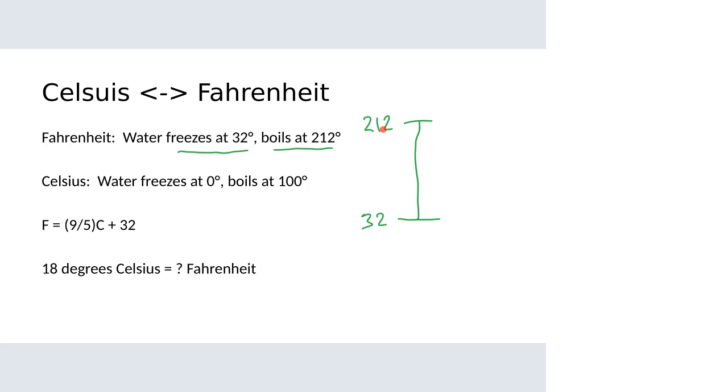that's where it boils. In the Celsius system, and if you know a little bit about the metric system, it's based on tens and hundreds and thousands. And so in the metric system, using Celsius, water freezes at 0 and boils at 100. So it freezes at 0 and it boils at 100. So we can kind of see some parallels there.